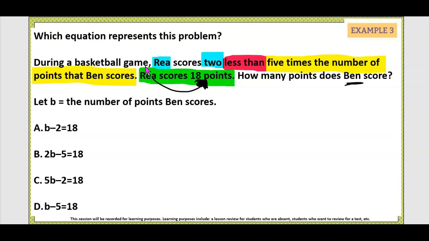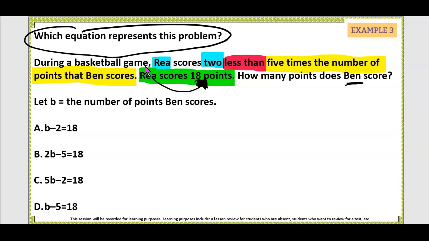Well, how would we solve it? That's what they want to know. They're just asking us to write the equation that represents this problem. So I could say Ray scored 18. That's an important piece of information, right? R equals 18. Let's just move this over to the side for a moment. What else do we know? We also know Ray scores 2 less than 5 times the number of points Ben scores.